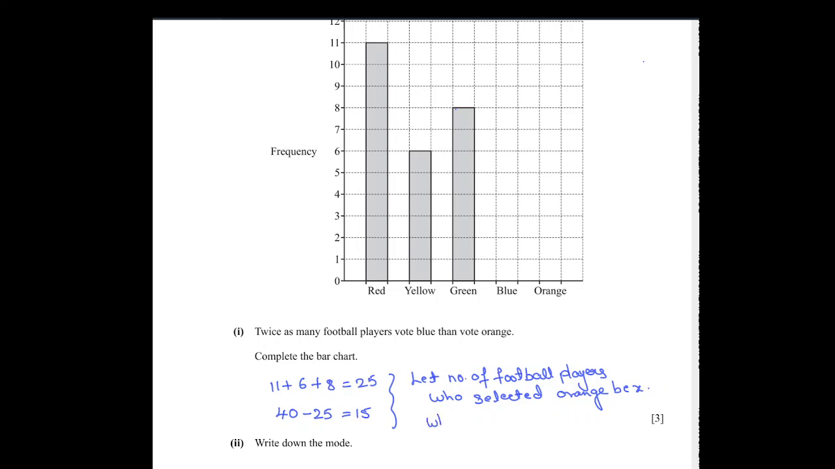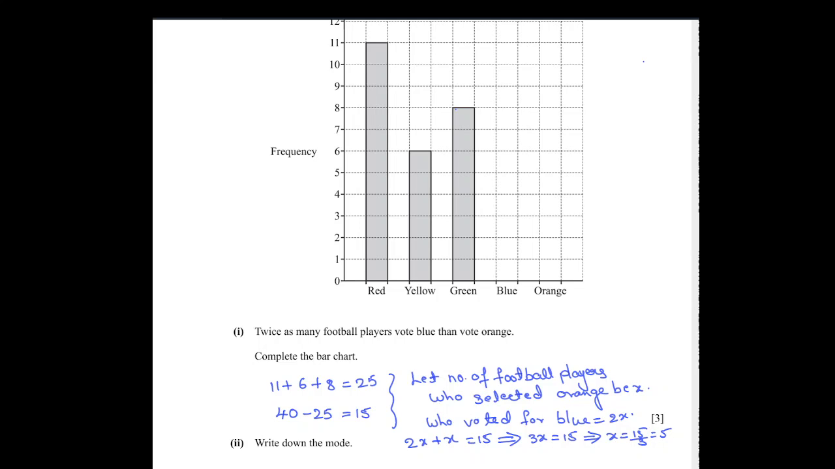So the number who voted for blue will be 2x. Right? Now 2x plus x, the people who voted for blue plus the people who voted for orange, is 15. Using this we can find the value of x. 3x is 15, so x is 15 divided by 3, which is 5. So the number of people who voted for orange is 5. What is the double of 5? 10 will be for blue.